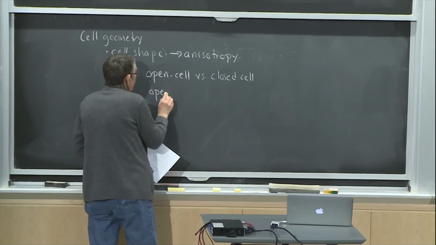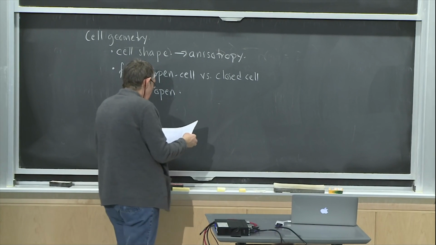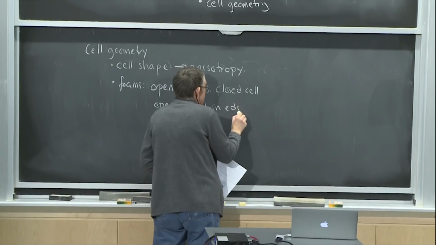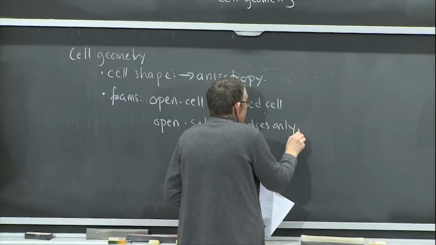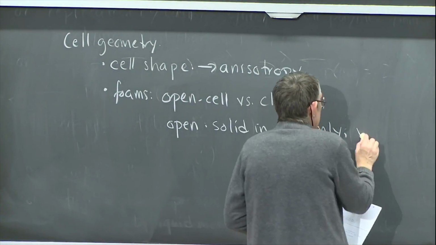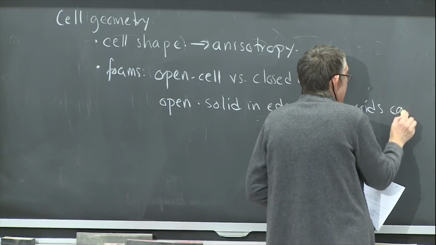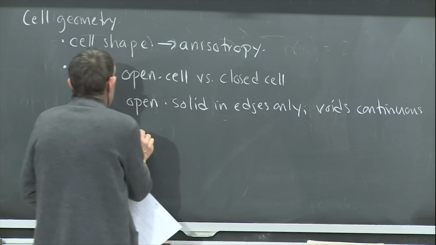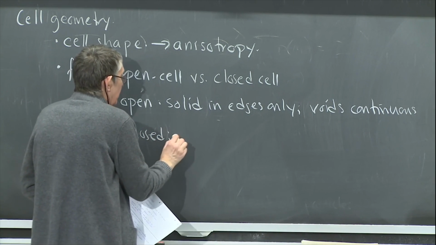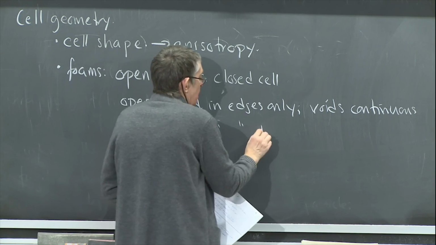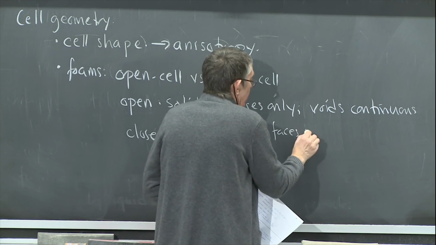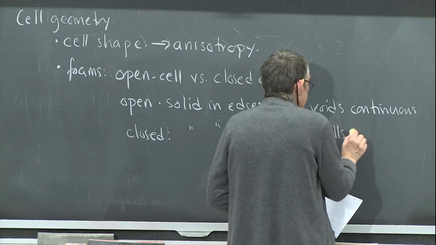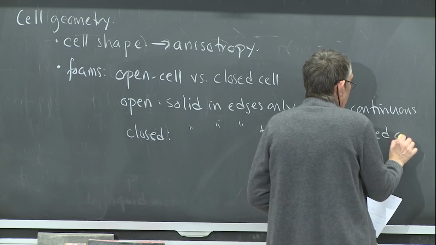So for an open-celled foam, you've only got solid in the edges of the polyhedra. And the voids are continuous, so they're connected together. And for a closed-celled foam, you've got solid in the edges and the faces. And then the voids are separated off from each other. So we'll say the cells are closed off from one another.